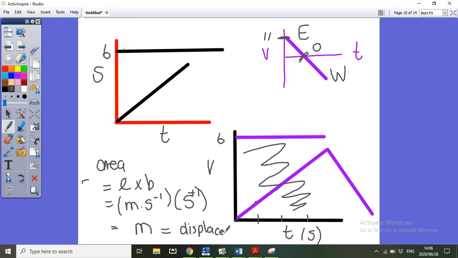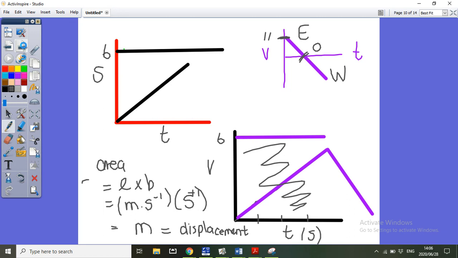And we are going to look at examples on how to draw graphs from other graphs. But if you have the displacement, you need to think, is it in the positive direction or is it in the negative direction? And I'm going to go through an example how to draw a displacement time graph from a velocity time graph.